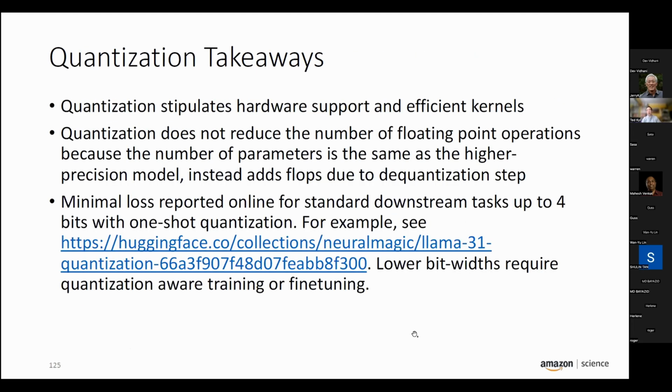All right, so for time purposes, I went through this kind of quickly, but basically, quantization is going to work best if you have hardware support, efficient kernels for this. Generally speaking, you're not reducing the number of floating point operations, because the number's the same. What you're doing is you're just reducing the amount of memory. You're adding some flops due to this quantization, dequantization business.